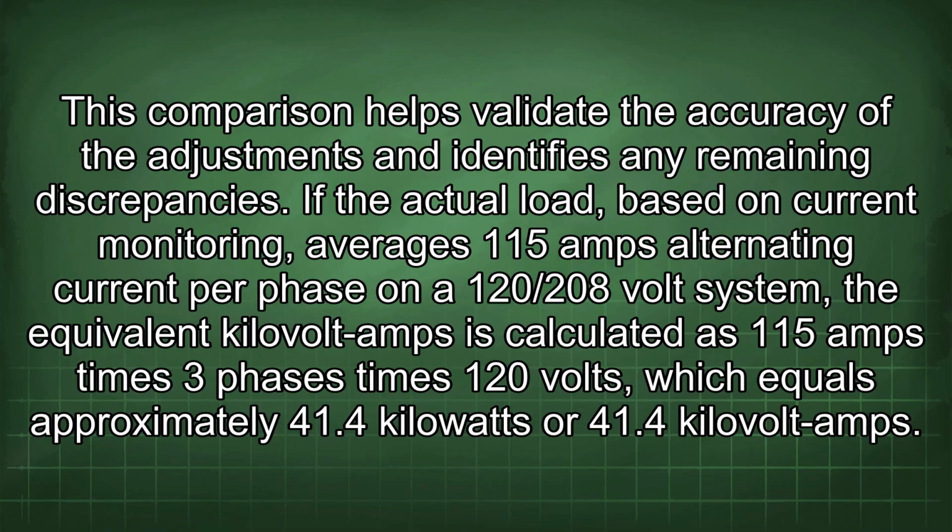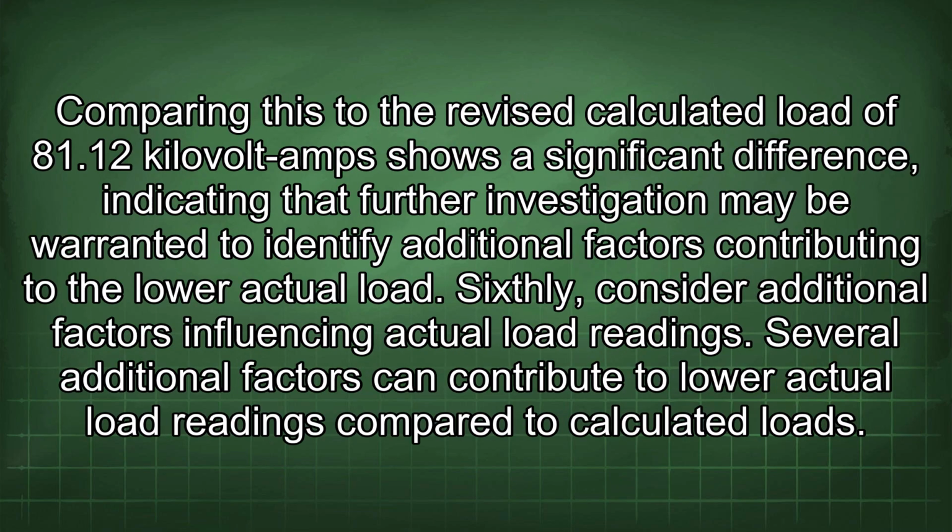If the actual load, based on current monitoring, averages 115 amps alternating current per phase on a 120/208 volt system, the equivalent kilovolt amps is calculated as 115 amps times 3 phases times 120 volts, which equals approximately 41.4 kilowatts or 41.4 kilovolt amps. Comparing this to the revised calculated load of 81.12 kilovolt amps shows a significant difference, indicating that further investigation may be warranted to identify additional factors contributing to the lower actual load.